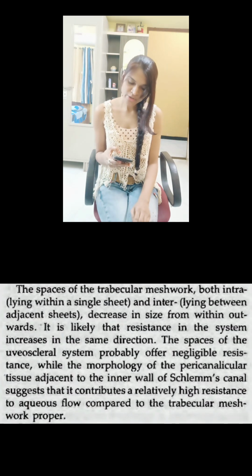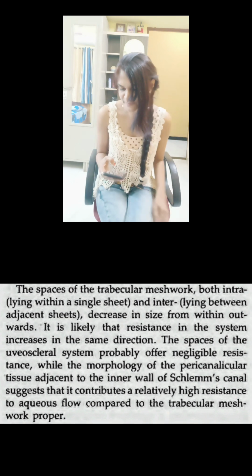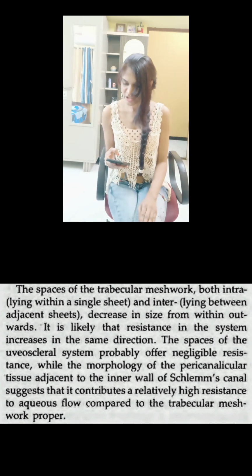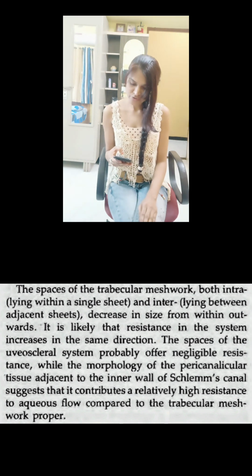The spaces of the trabecular meshwork, both intra, that is lying within a single sheet, and inter, that is lying within adjacent sheets, decrease in size from within outwards. It is likely that resistance in the system increases in the same direction. The spaces of the uveoscleral system probably offer negligible resistance, while the morphology of the pericanalicular tissue adjacent to the inner wall of Schlemm's canal suggests that it contributes a relatively high resistance to aqueous flow compared to the trabecular meshwork proper.